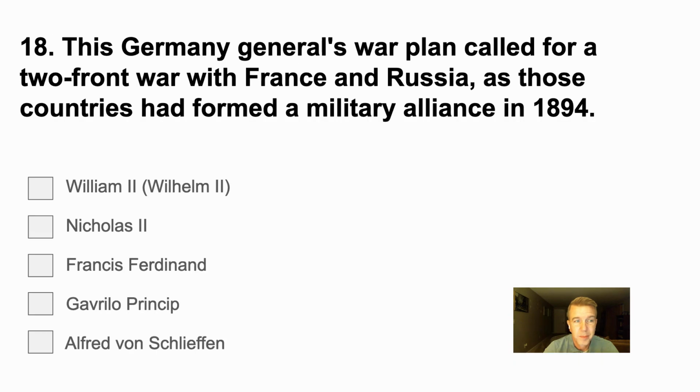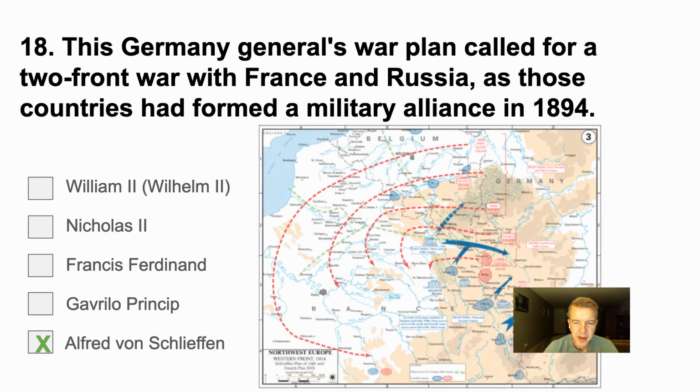This German general's war plan called for a two-front war with France and Russia, as those countries had formed a military alliance. That is Alfred von Schlieffen, and that plan, what I've been pointing out to you, is called the Schlieffen Plan, or plan. Sorry, whenever I say Schlieffen, I just want to say Plan, which is the German pronunciation.